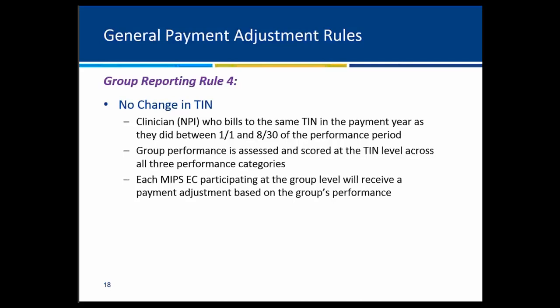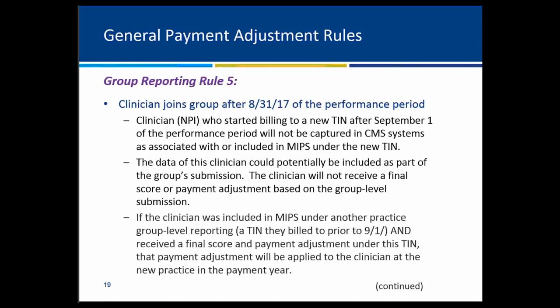Each MIPS eligible clinician participating in the group will receive a payment adjustment based on the group's performance. Group reporting rule number 5: say the clinician joins a group after August 31st, 2017 for that performance period, and they start billing to the new PIN after September 1st of the performance period. They will not be captured in the CMS system as associated with or included in the MIPS under the new PIN. Very similar to the rule that Michelle talked to you about with the individual. The data of this clinician could potentially be included as part of the group submission. However, the MIPS EC will not receive a final score or payment adjustment based on the group level submission.